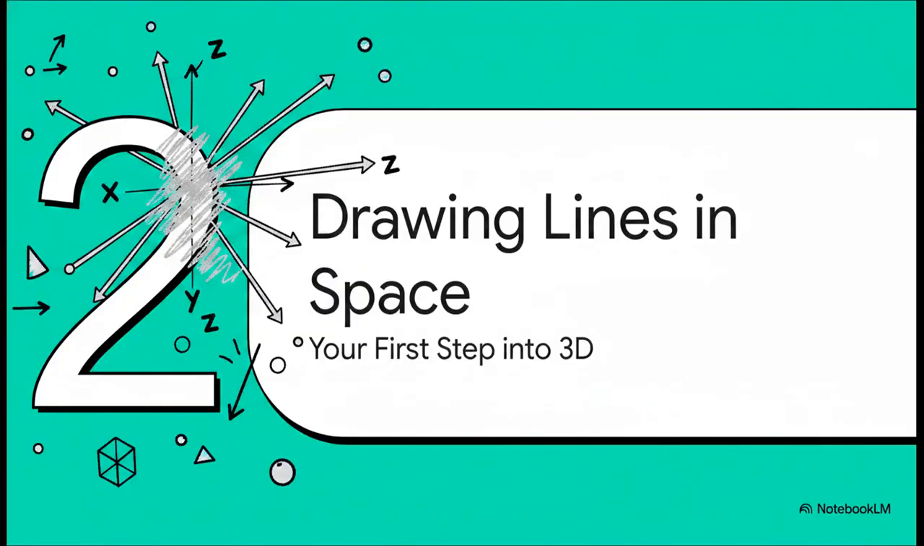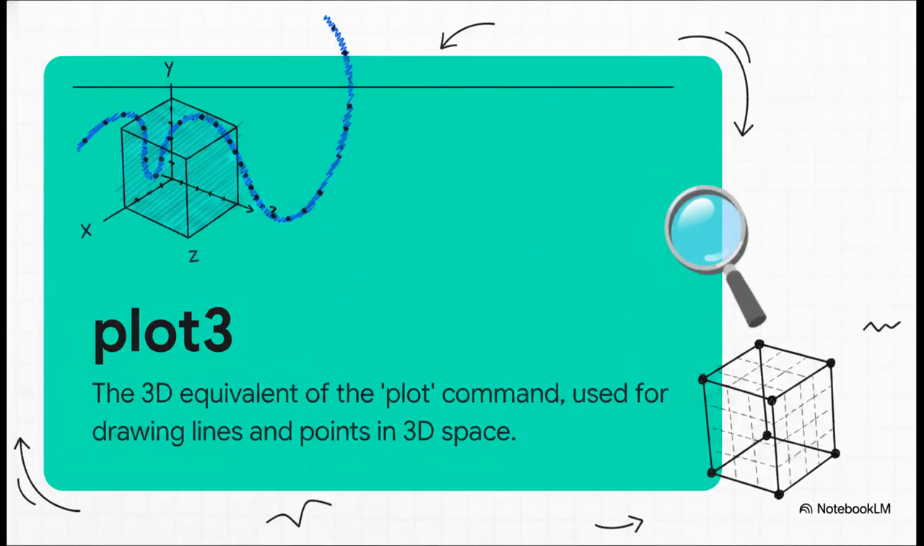Before we can build a whole mountain range, we've got to learn how to draw a single path up the hill. So let's start with the absolute basics, drawing a simple line in 3D space. And here's the best part. Seriously, if you've ever used the regular plot command in MATLAB, you're practically already an expert. The command for 3D is plot3, and it works almost exactly the same way. You just give it your X, your Y, and now your Z coordinates. That's it. It's that easy.